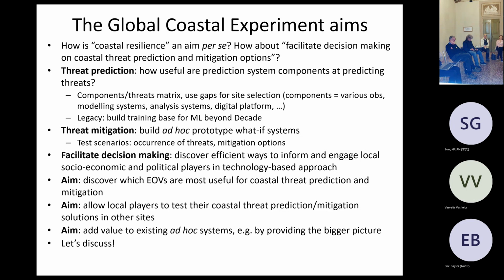So discover which essential ocean variables are most useful for coastal threat prediction and mitigation. I think in Nedjami's slides yesterday, she had something about human-related variables. There was a list of boxes.